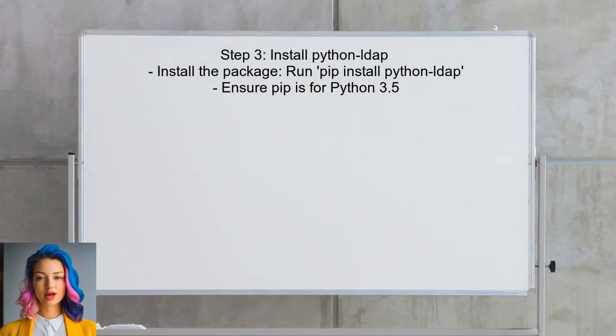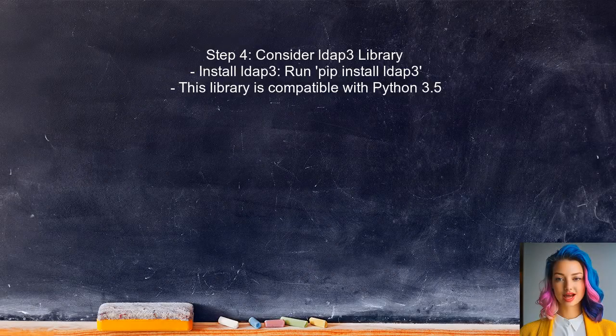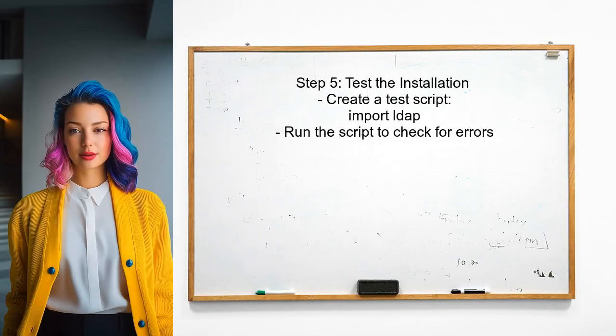They can do this using the pip package manager. It's crucial to ensure that pip is also associated with Python 3.5. In case the user still encounters issues, they might want to consider using the LDAP 3 library instead. This library is compatible with Python 3.5 and can be installed similarly. Finally, the user should test their installation by trying to import the LDAP module in a Python script. This will confirm whether the installation was successful.